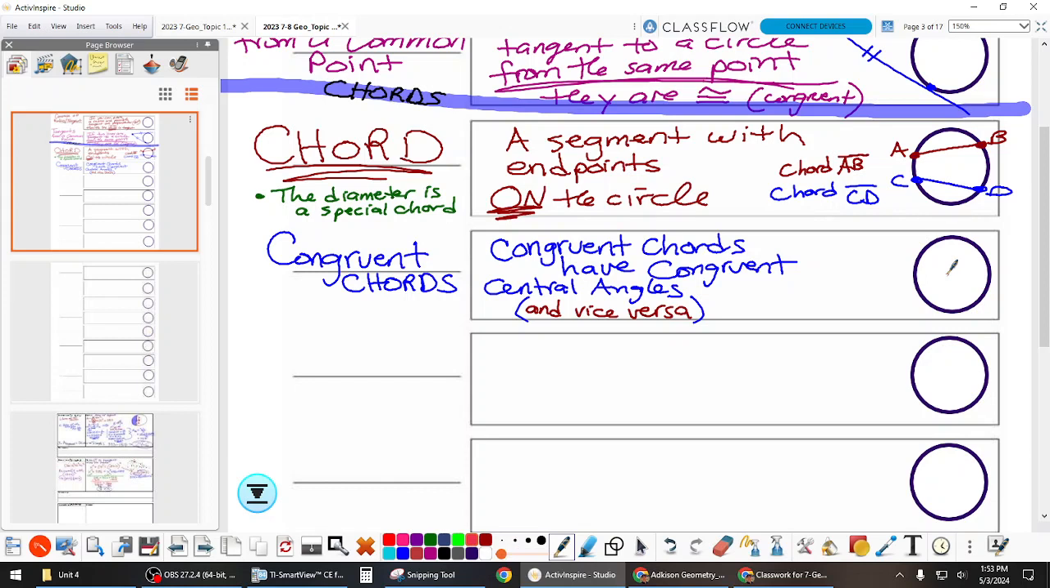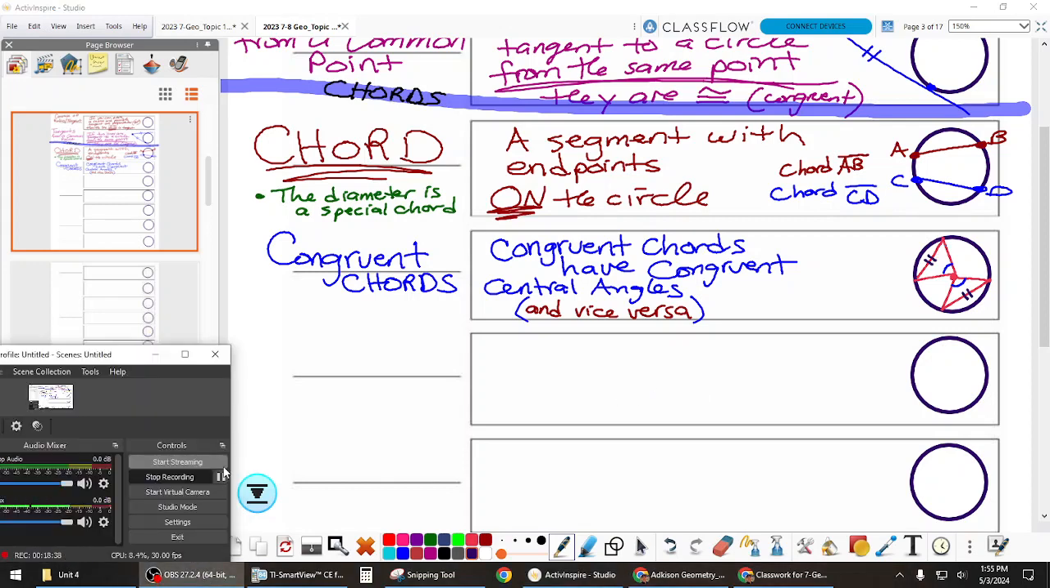So in your picture, go ahead and draw two chords. They do not need to be exactly opposite of each other, like they don't need to be vertical angles. But what I want you to show is that the central angle for each one, those are congruent, and then that the chords are as well. So lots of congruent notation there.